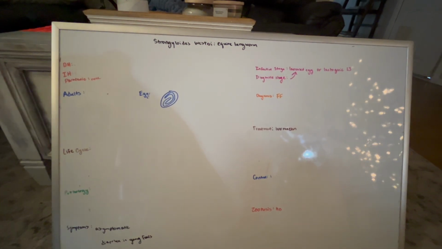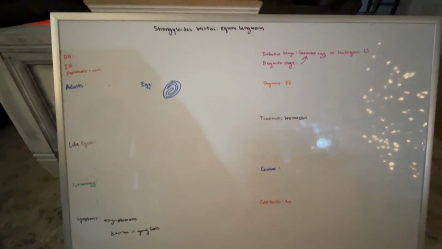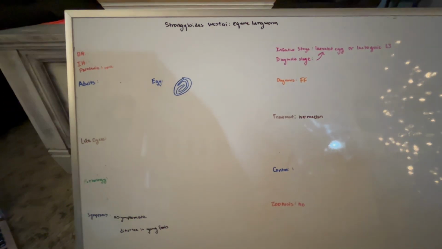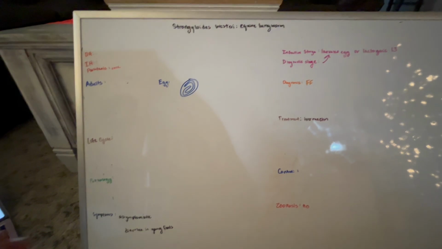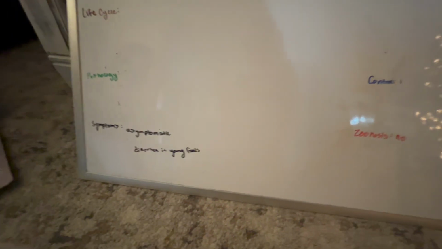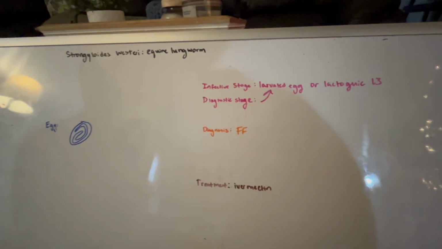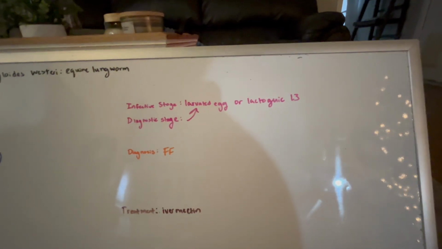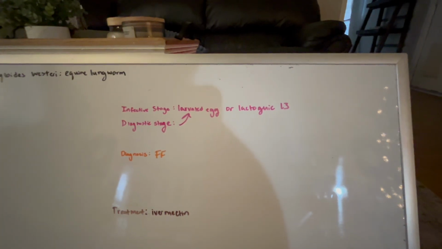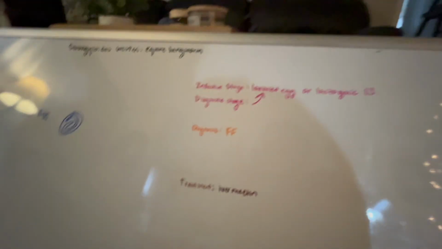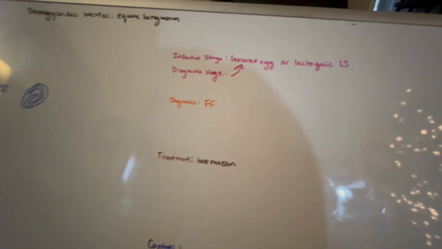This is Strongyloides westeri, which is the equine threadworm. There's not much we need to know about it, which is good. I forgot to write it, but of course the definitive host is equines. The egg is going to be larvated, so there will be a little worm in there. Most of the time, and the reason why we don't need to know about it, is it's mostly asymptomatic. If you have a young foal, they might have diarrhea. The infective stage is going to be either the larvated egg, or it can actually pass through the milk, so lactogenic, L3. Diagnostic stage is going to be that egg. Diagnosis is a fecal float for that egg, and then treatment is just ivermectin.